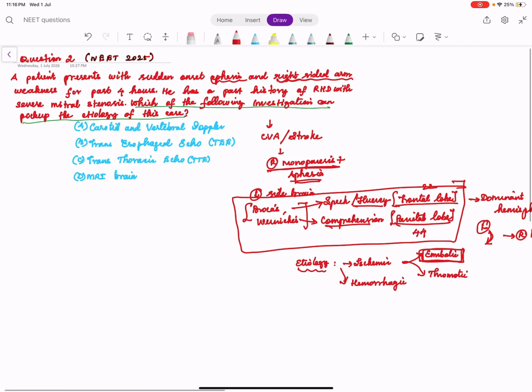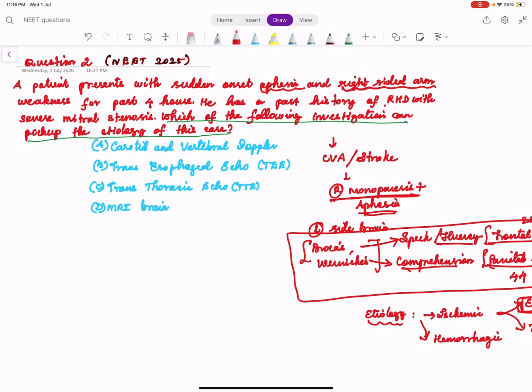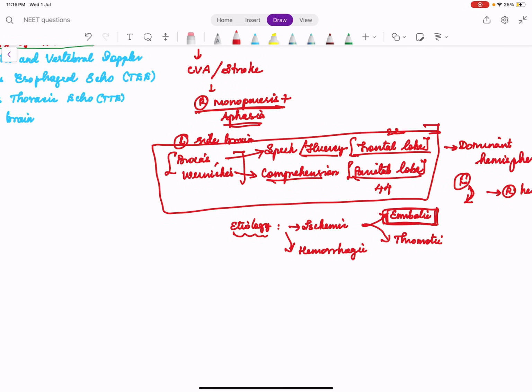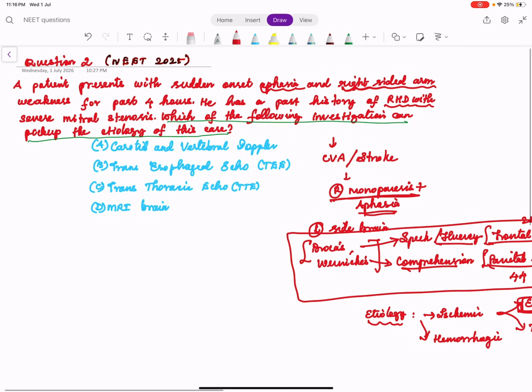So what type of stroke may this patient have? They have given a clue: rheumatic heart disease with mitral stenosis. In the last question we discussed that atrial fibrillation is of two types, valvular AF and non-valvular AF. In valvular AF we must give anticoagulation because the chance of clot formation and stroke is very high, right? So this patient has rheumatic heart disease, so he may have valvular AF and he may have an embolic stroke. So the probable diagnosis in this case is valvular AF causing an embolic stroke. Now the question will become very simple.